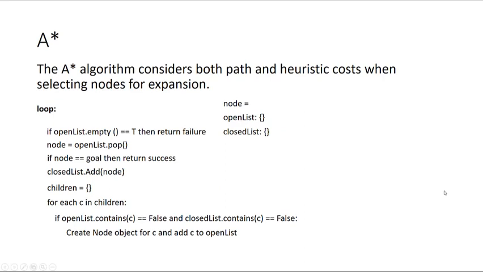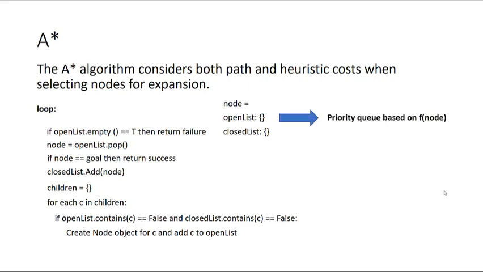Okay, so the next algorithm that we're going to talk about is called A star. You may have heard it before. It's used in a lot of different places, but it's an informed search algorithm that considers both the path and the heuristic cost when you select nodes for expansion. So recall that uninformed search strategies only use path cost. Greedy search algorithms only use heuristic. A star is going to use both.